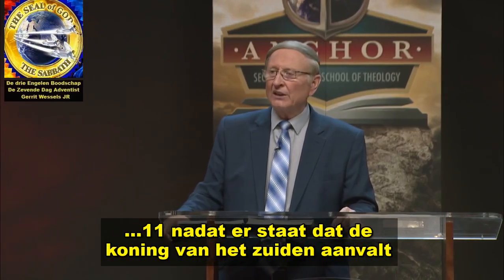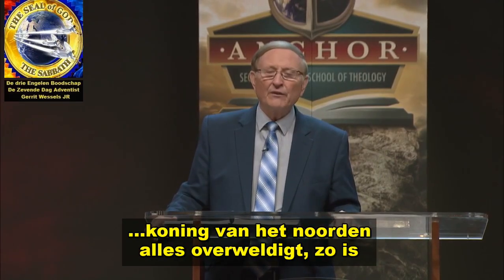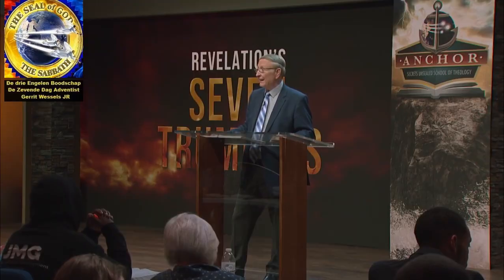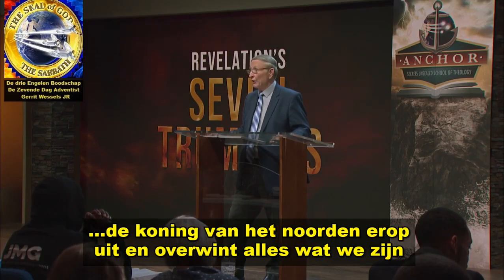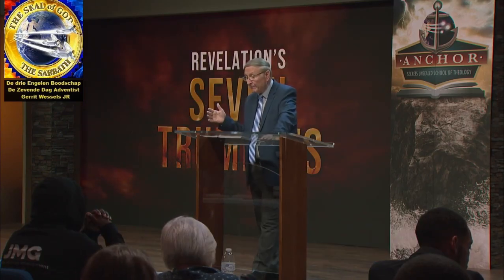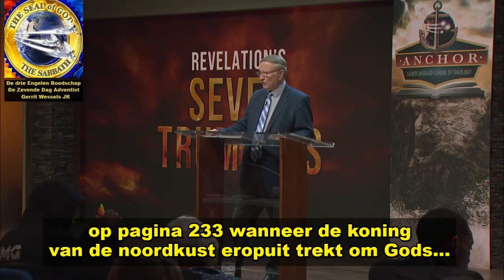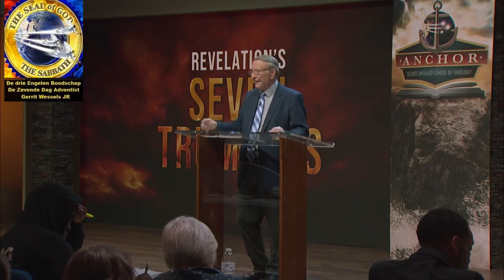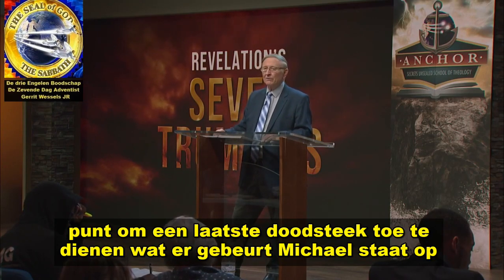Have you noticed in Daniel 11, after it says that the king of the south attacks the king of the north, that suddenly the king of the north overwhelms everything? So, is the deadly wound given by the king of the south to the king of the north the last end of the story? No, because then the king of the north goes out and conquers everything. We're on page 233. When the king of the north goes out to destroy and annihilate God's people and sets up in a strategic point to deliver a final death blow, what happens?